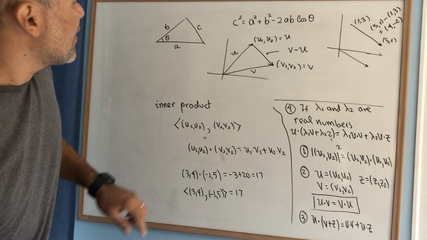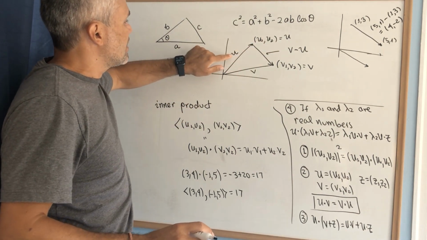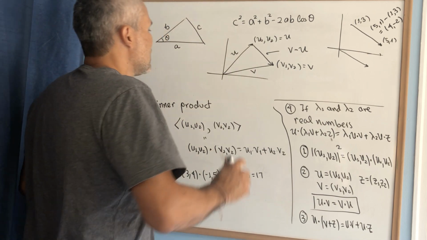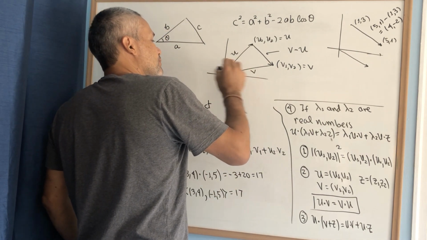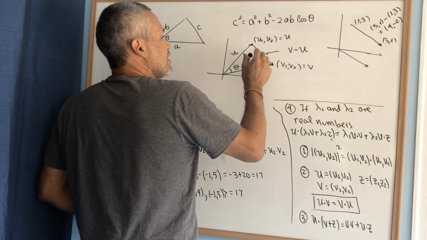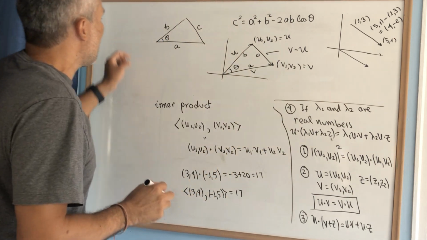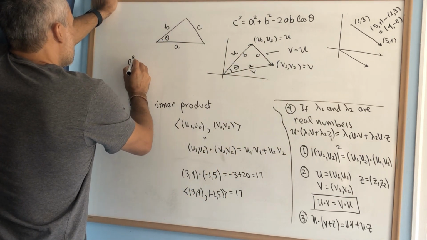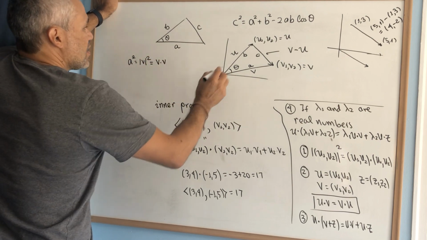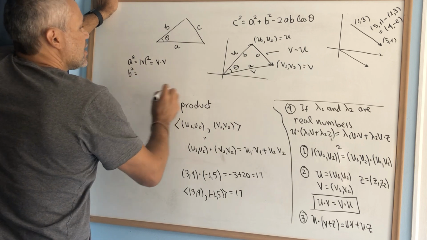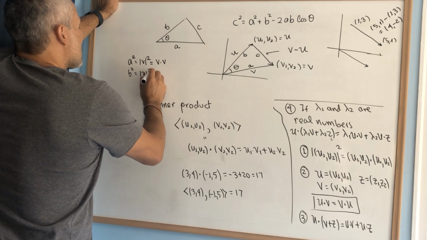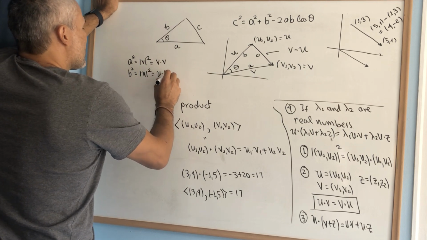Let's just think about this triangle. You have the triangle made by the vector u, vector v, and this. Let's call this angle theta. If we call this length A, this length B, and this length C, then A squared is the norm of v squared, which is v dot product with v. B squared is the norm of u squared, which is u dot product with u.